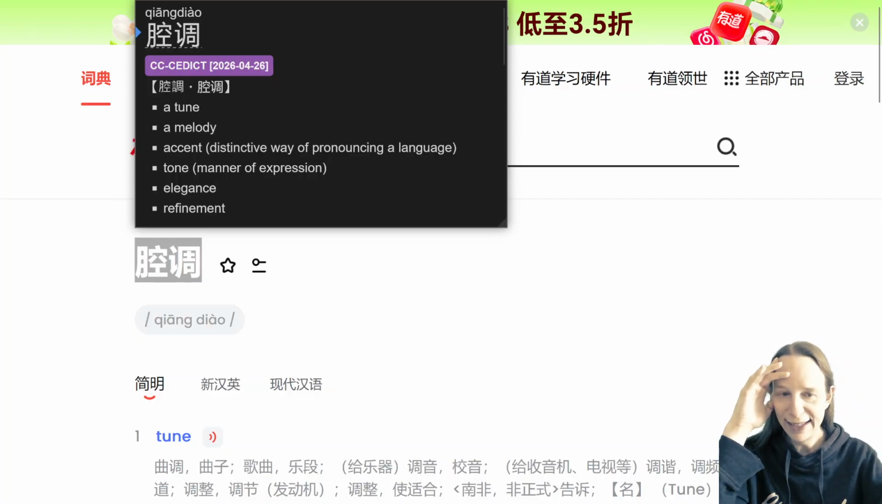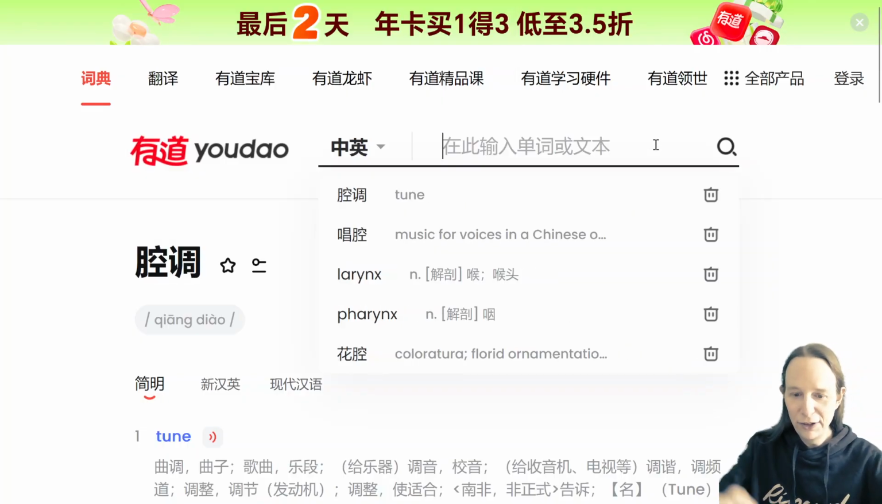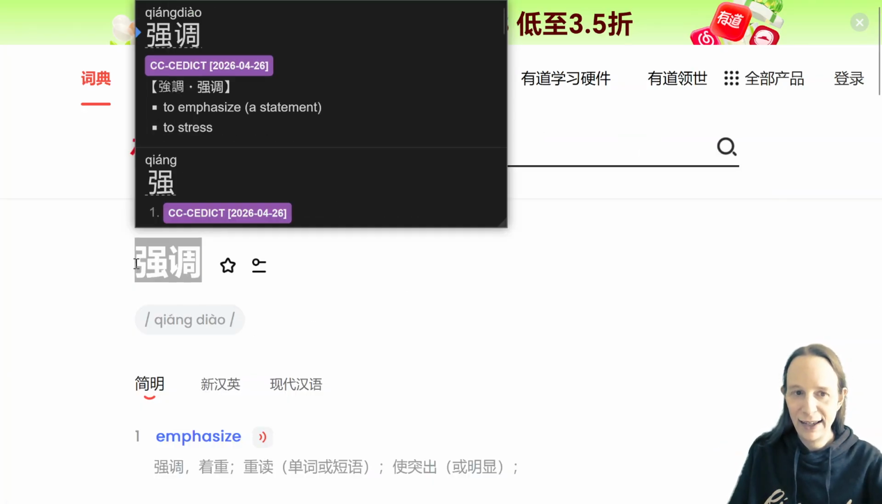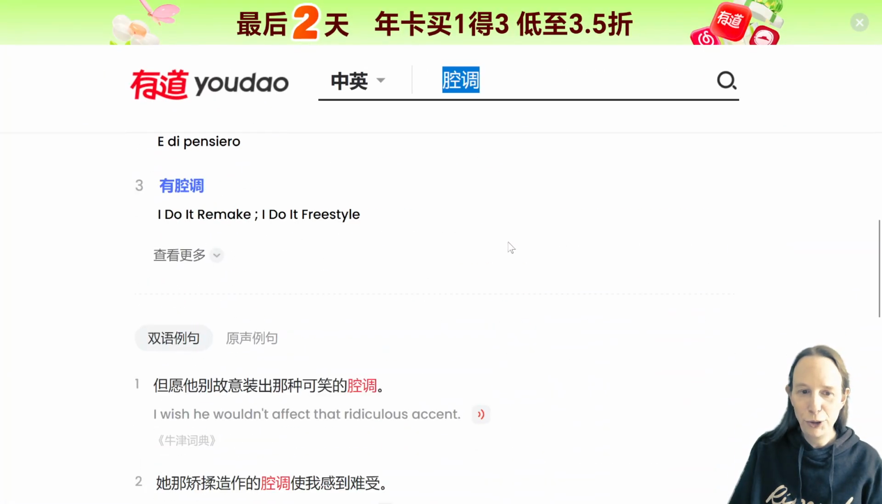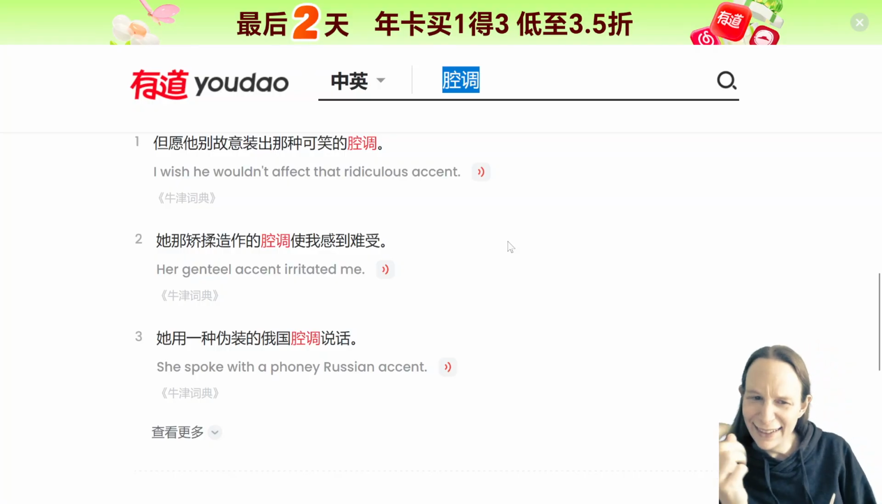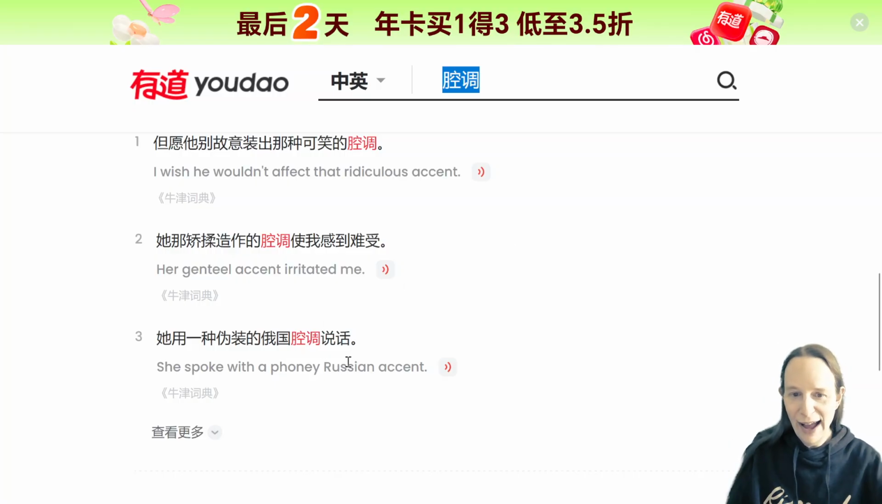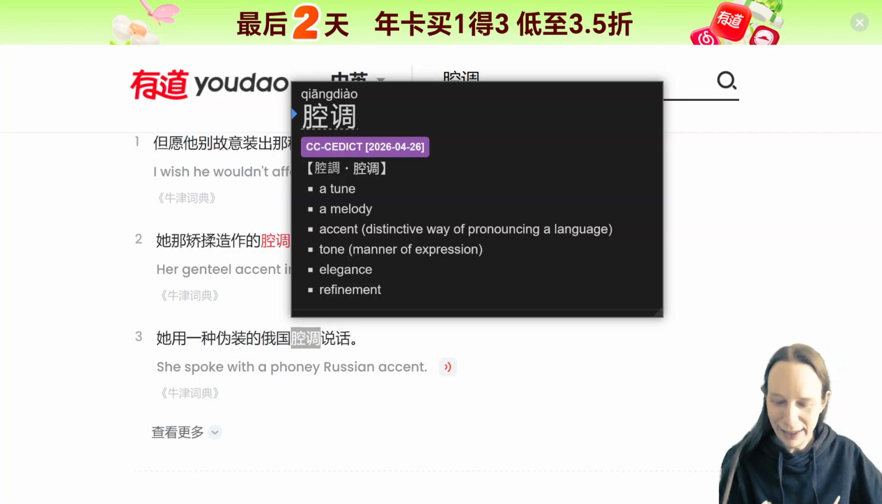Tune, melody, accent, tone, elegance, refinement. So not to be confused with 强调, meaning emphasis. 腔调, the tune. Is it like cadence or something? It's accent. 腔调 can mean accent as well. Distinctive way of producing a language.